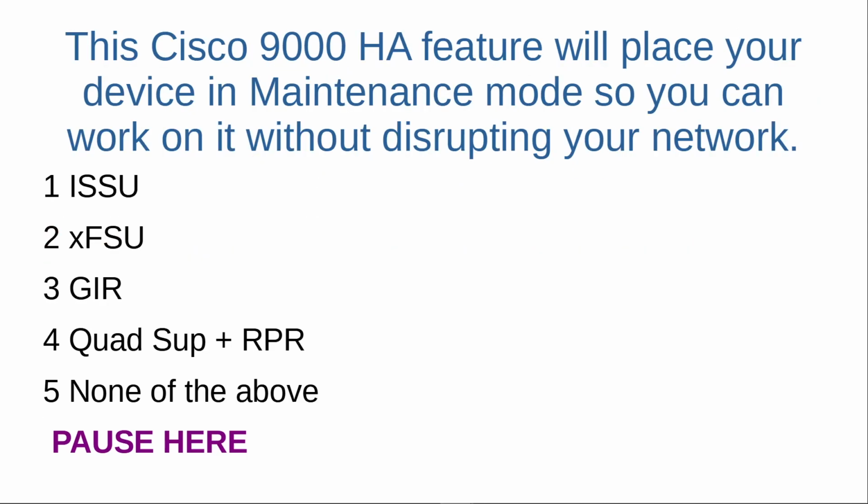Next question. This Cisco 9000 high availability feature will place your device in maintenance mode so you can work on it without disrupting your network. The answer is number 3, the graceful insertion and removal feature.